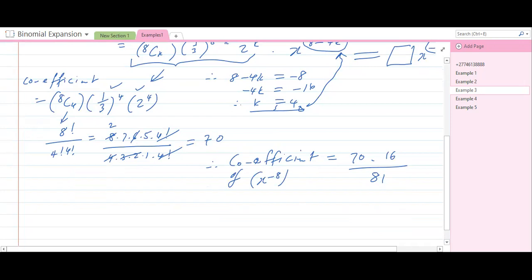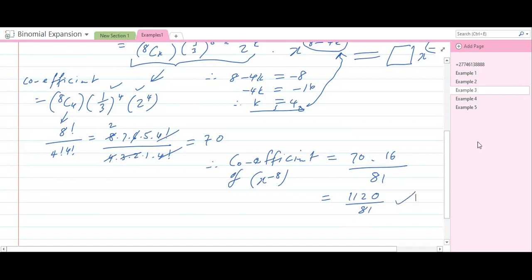Now, 70 times 16 over 81. 7 times 16 is 112, so 1120 over 81. That should be your final answer. 1120 over 81. That is your coefficient.